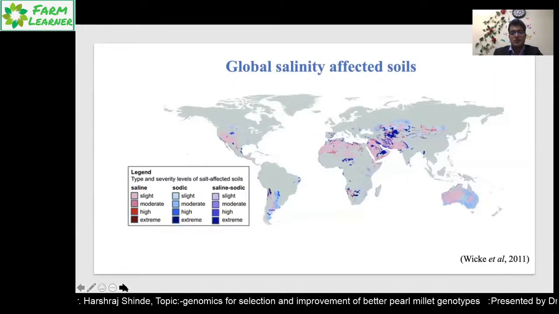If you go into the global picture, a lot of soil at the global level has been affected by salinity stress, right from the Middle East, Middle East Asia to Southeast Asia, where most of the soil is highly affected by salinity stress. Speaking about India, the percentage is still low compared to the other Asian parts. In the case of Australia, a lot of soil is affected by a moderate amount of saline soil. So salinity is a global problem.